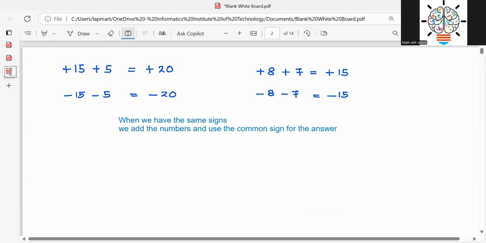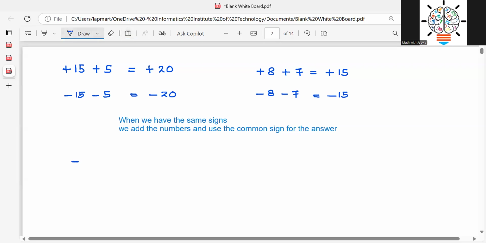Positive 15, positive 5, so positive 20. Negative 15, negative 5, it is negative 20, right? The answer is 20, but the sign will be the same as the sign they had in the question. If it is positive, positive, the answer is also positive. Negative, negative, the answer is also negative, right? So then I'll do the next example.